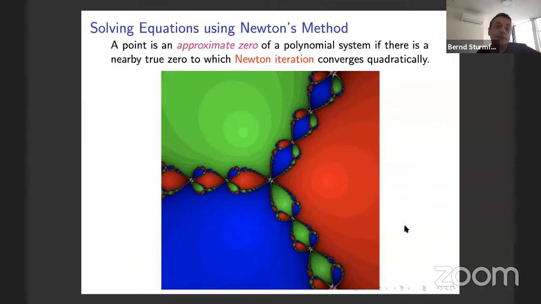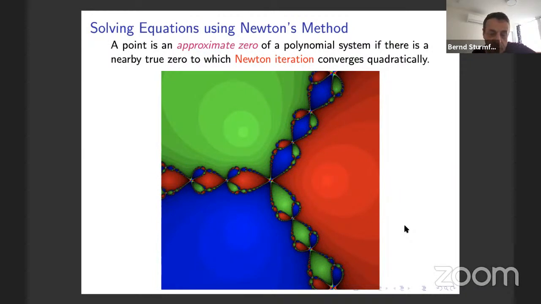Let me give you a definition. Given a system of equations, I'm going to say a point is an approximate zero of a polynomial system if there is a nearby true zero to which the Newton iteration converges quadratically. So the charm of Newton's method is that if you are near a true solution, then you can show that there's quadratic convergence. And if you are in this nearby region, we're going to call that an approximate zero. Now, the thing about Newton's method is it's locally very, very nice, but it's globally a mess.